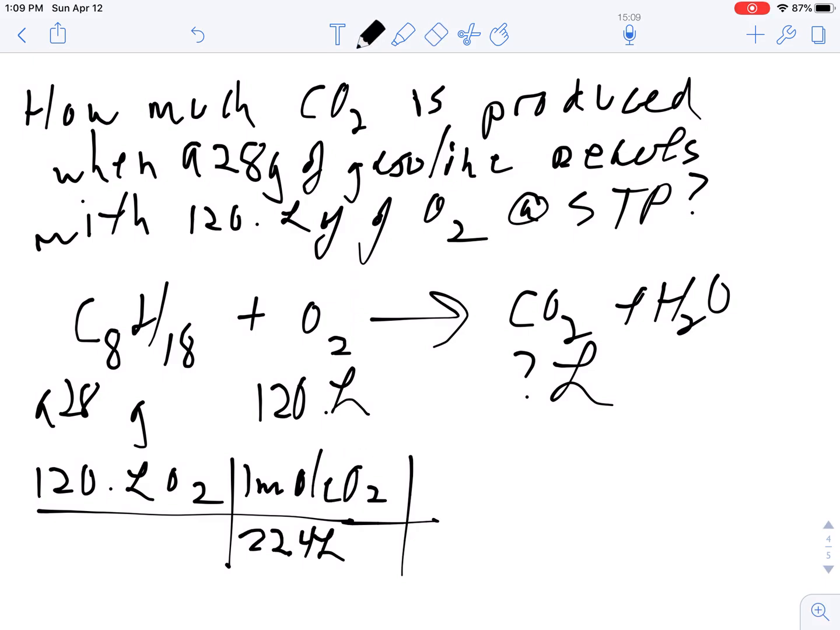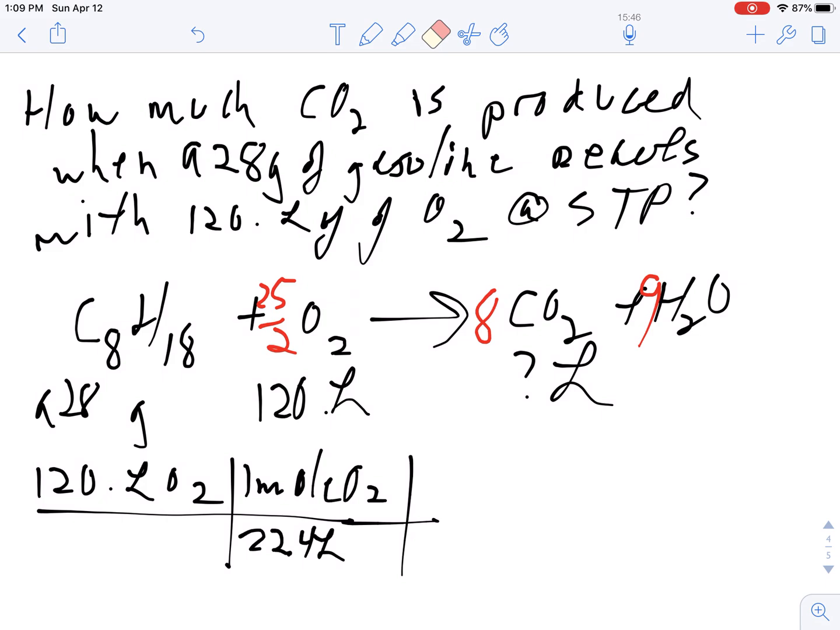And unfortunately, I forgot to balance the reaction. So let's balance it real quick here. I have to have an 8 there, so that I have 8 carbons. I'm going to need a 9 here, so that I have 18 hydrogens on each side. And that means I'm going to end up having 16 plus 9, which is 25. So I'm going to need a 25 halves right there. That's going to get me a balanced reaction. Okay?